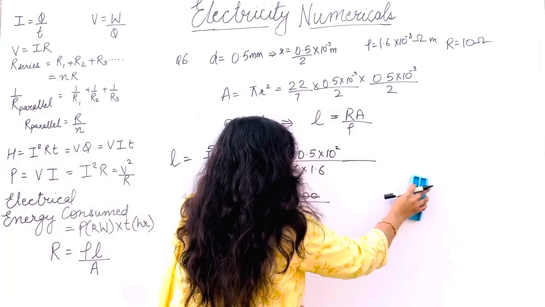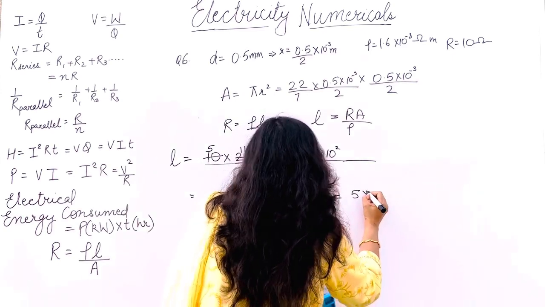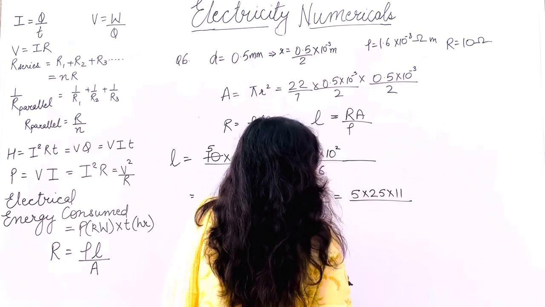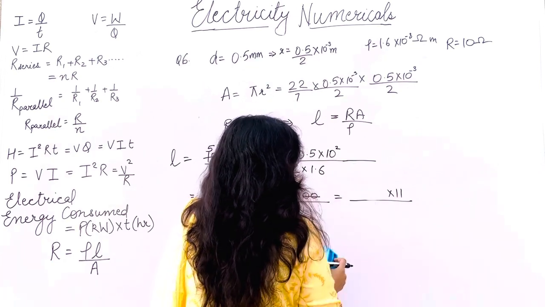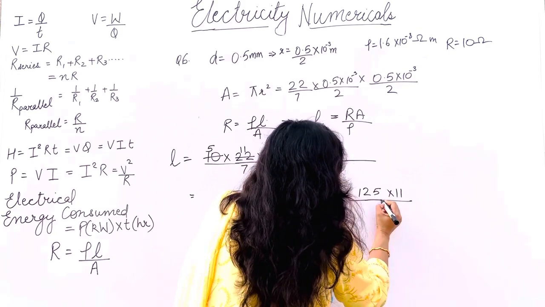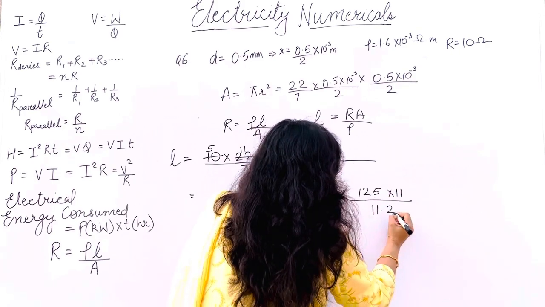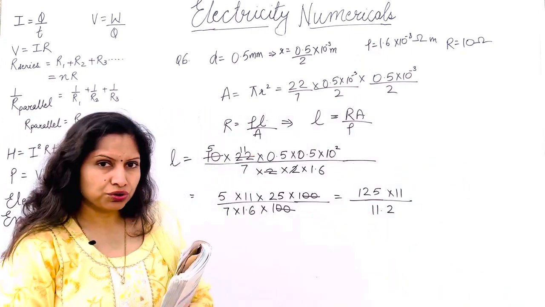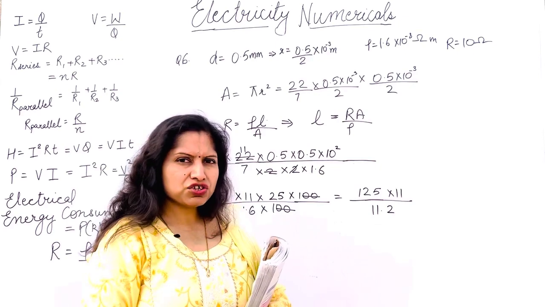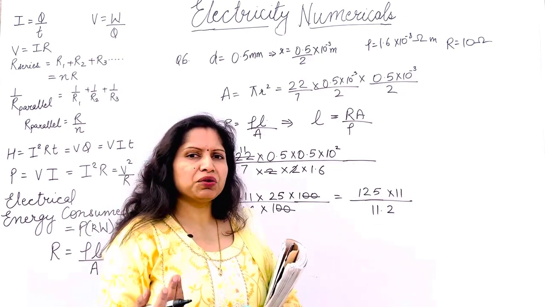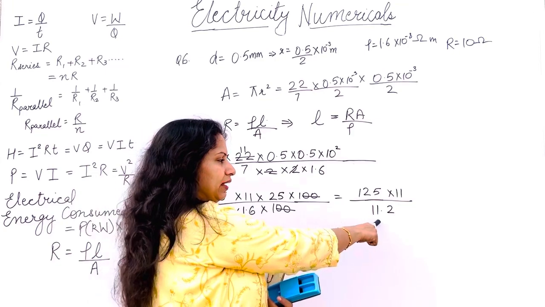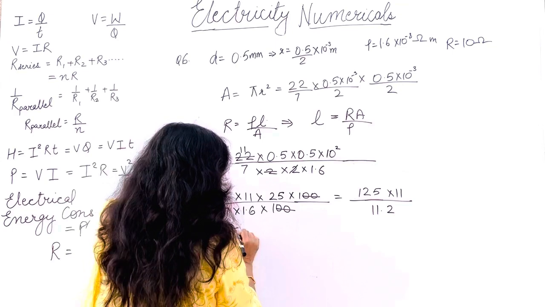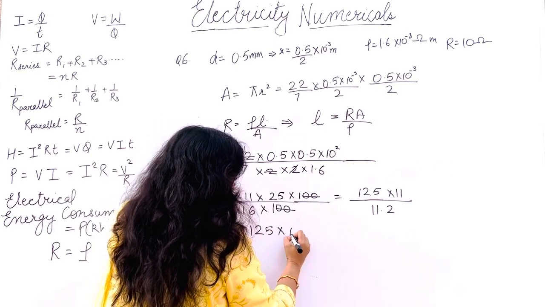So we'll just write the values once again. 5 into 25 into 11. 5 into 25, you all know it's 125. So I'm just writing that, 125 into 11 upon 11.2. Okay. Now here it's 11 and we have to divide it by 11.2. Now we have to take some approximations. If we divide 11 by 11, the answer comes out to be 1. But if the number is slightly bigger than 11, we can take the answer approximately as 0.9. So we get 125 multiplied by 0.9.